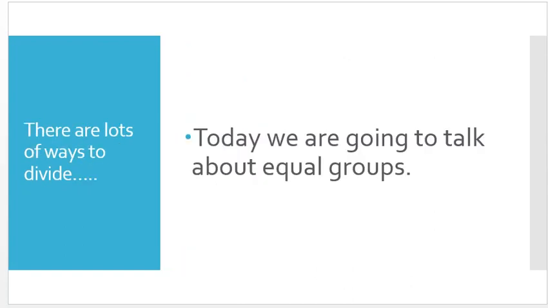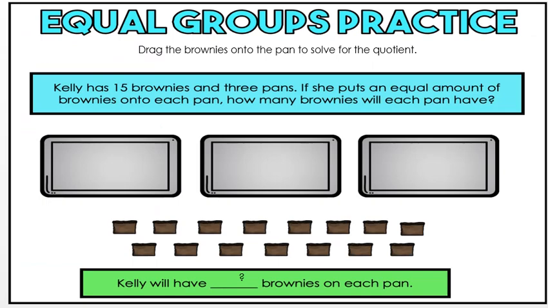Okay? There are lots of ways to divide, there's lots of ways to help us, but today we are going to start by talking about equal groups, okay? So, equal groups practice. I'm going to run through this with you. So Kelly has 15 brownies and 3 pans. If she puts an equal amount of brownies onto each pan, how many brownies will each pan have? So I want you to think about this. Now, think about a number that maybe if we times it by 3, it will equal 15. That's one way of doing it. But to separate these into equal groups, we just do this pretty simply.